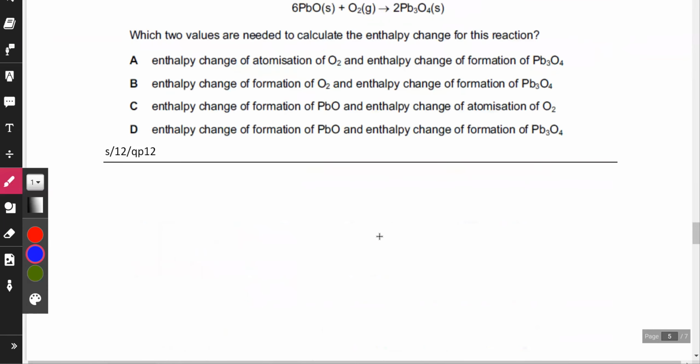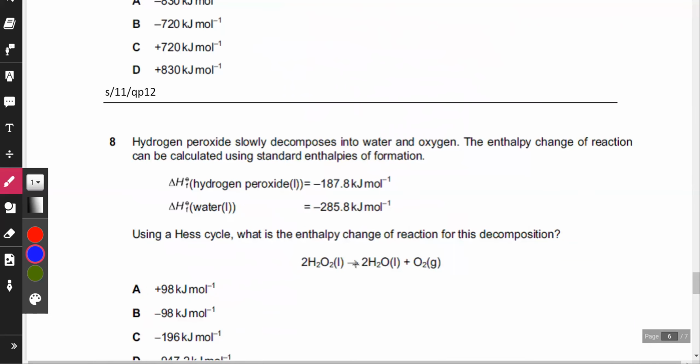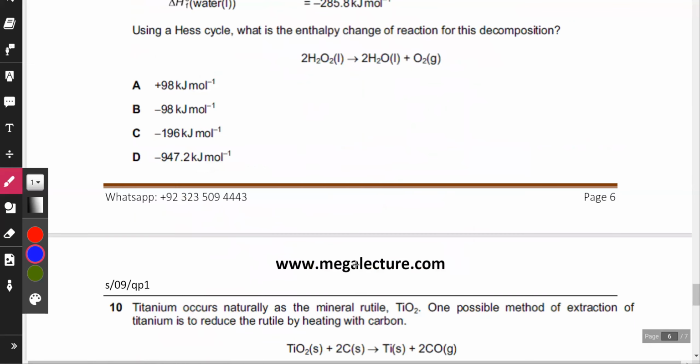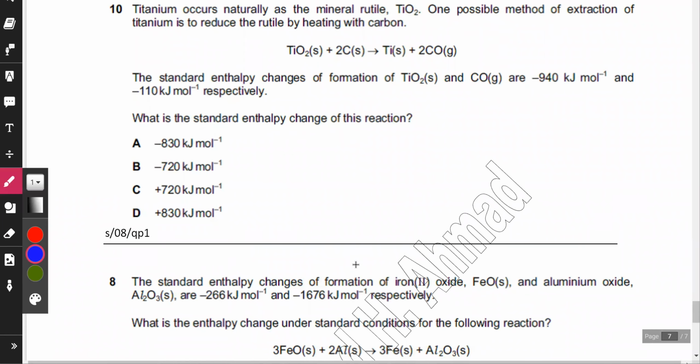Most of the other questions are very similar, okay? You just have to apply formulas and you'll get the answer. So we'll continue with this the next time.